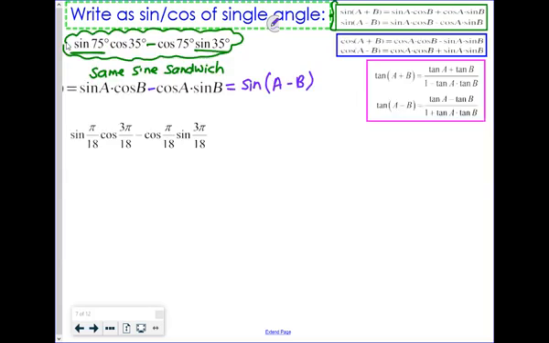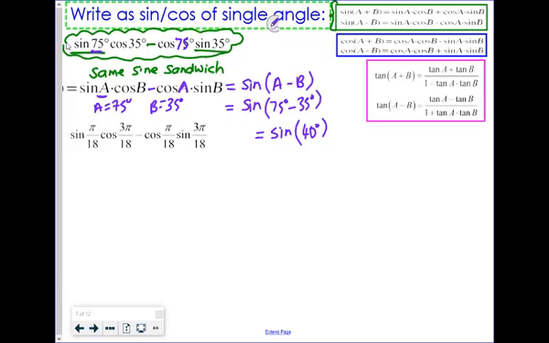Look at what we've been given. Our A equals 75 degrees, same here, look. And our B equals 35 degrees. So what we've been given here is the sine of 75 degrees. Where I see A, I replace it with 75. Where I see B, I replace it with 35. So this could be written as simply the sine of, do that subtraction. What is 75 take away 35? 40.